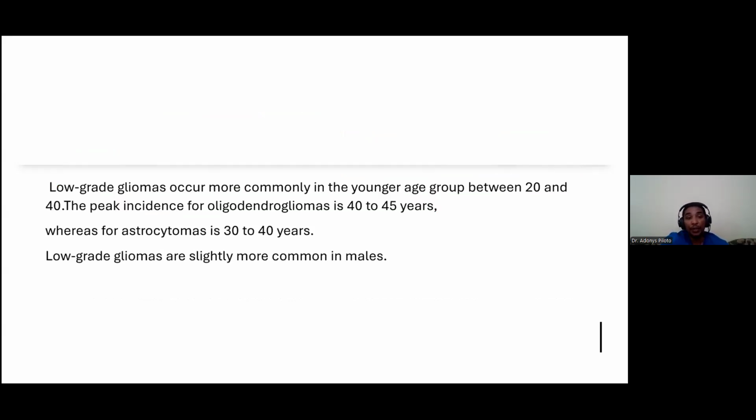We mentioned low-grade glioma occurs most commonly in a younger age group, between 20 and 40. The peak of incidence for oligodendroglioma is 40 to 45 years, whereas for astrocytoma it is 30 to 40 years. Low-grade gliomas are slightly more common in the male population.